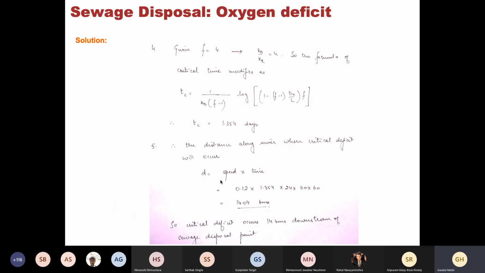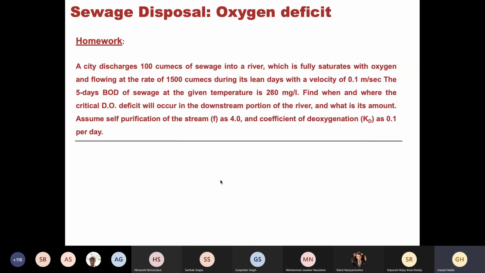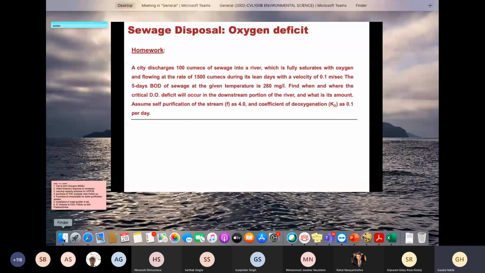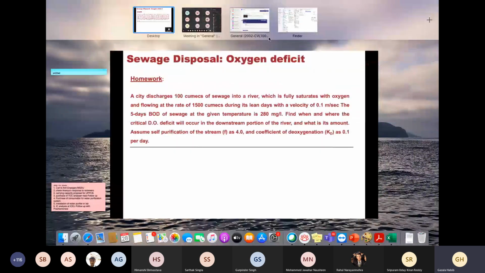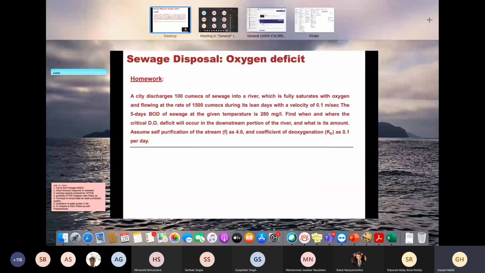Okay, so these are the examples. You can go through them. Homework is given here. You can try this particular homework. Now, after this, the next topic we would like to learn is the water treatment process.